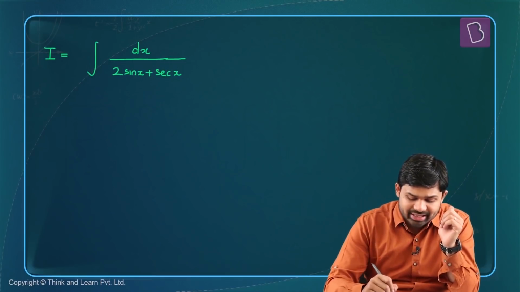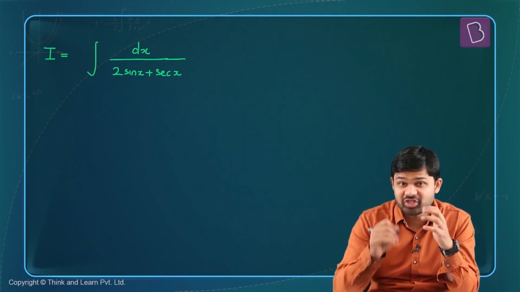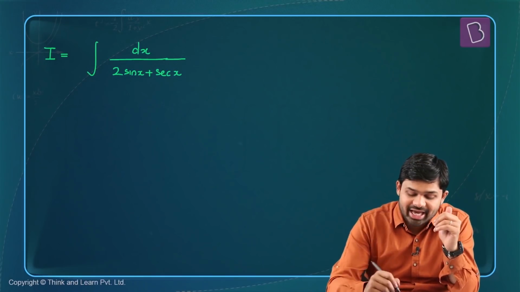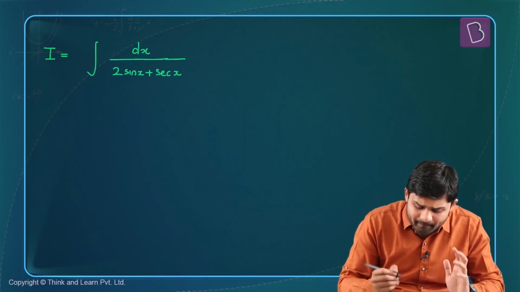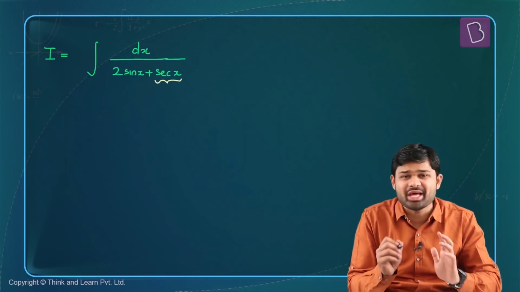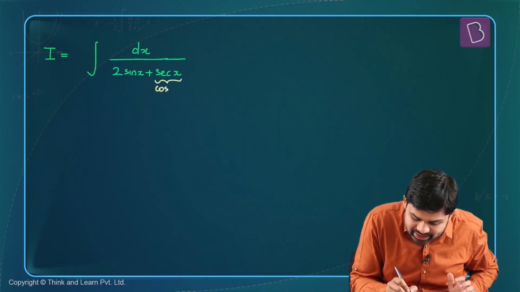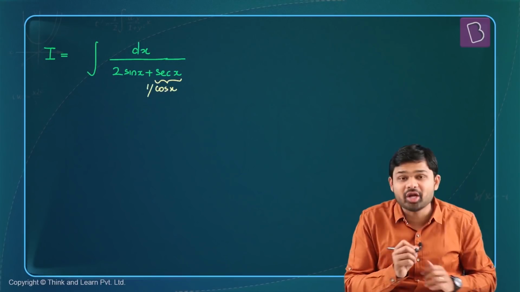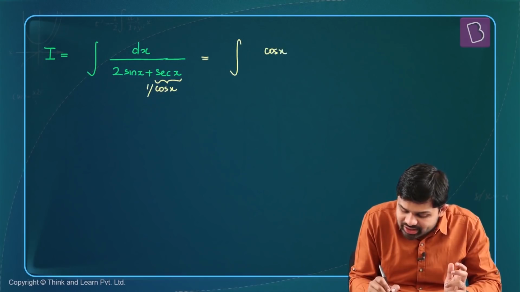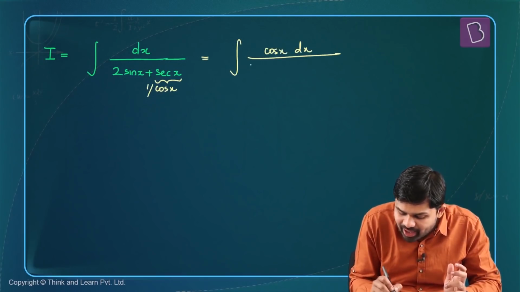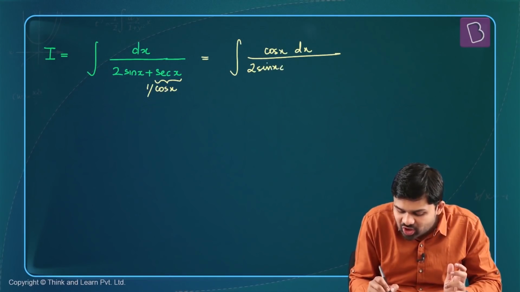If you look at this integral, you have I, which is equal to the integral of dx divided by 2 sin x plus secant x. Now, when you have a secant and sine together, we never like it. So I'm going to write this secant as 1 upon cos x, and I will rewrite my integral as cos x dx divided by 2 sin x cos x plus 1.